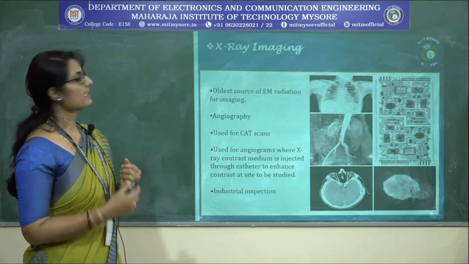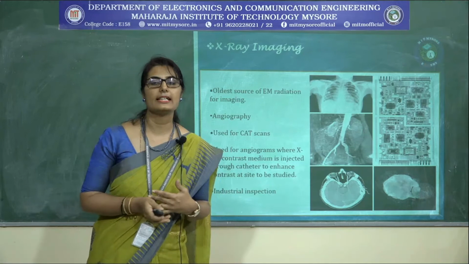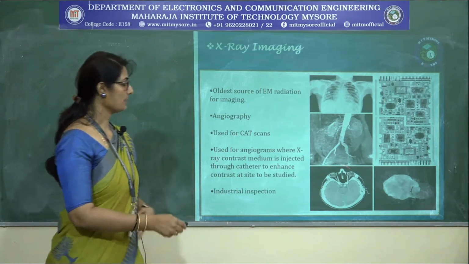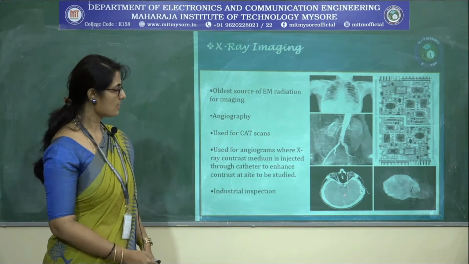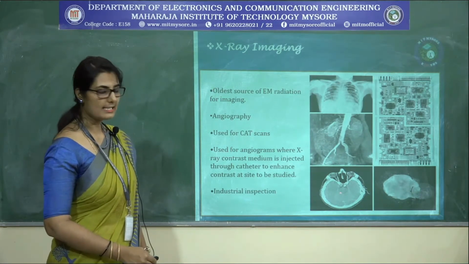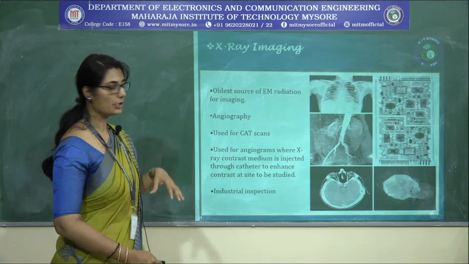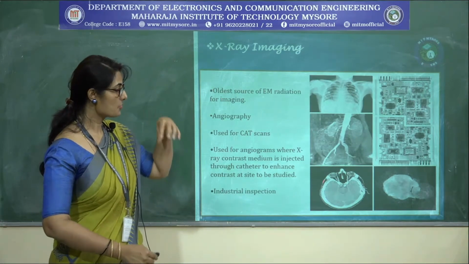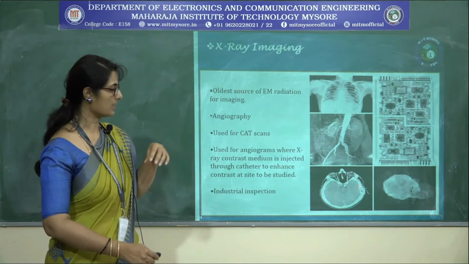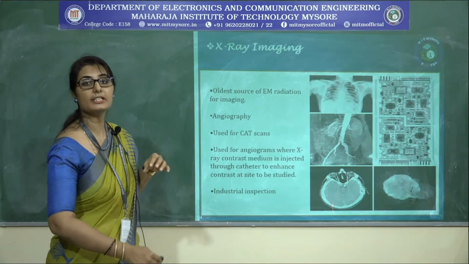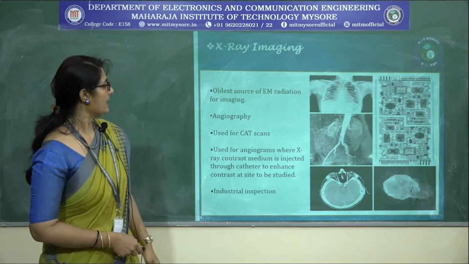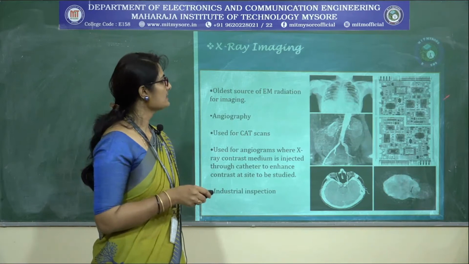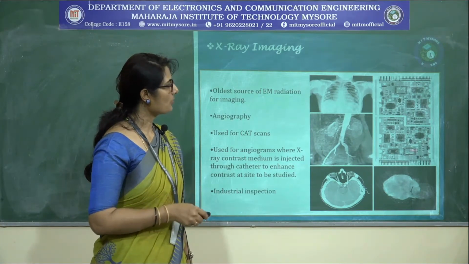As well, X-ray imaging is also used in computerized axial tomography. This is the computerized axial tomography image. This is the image of a head slice which is captured perpendicular to the human body. So this gives the information of a three-dimensional image inside the human body. And these X-rays are also used in industries. This is an X-ray image of an electronic circuit board.